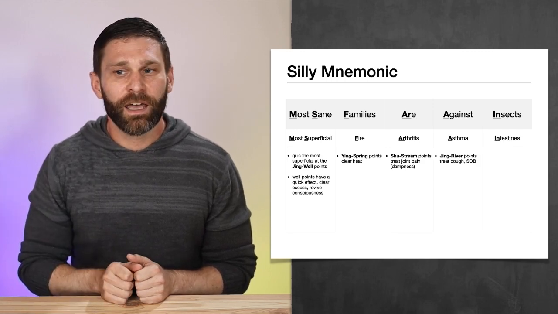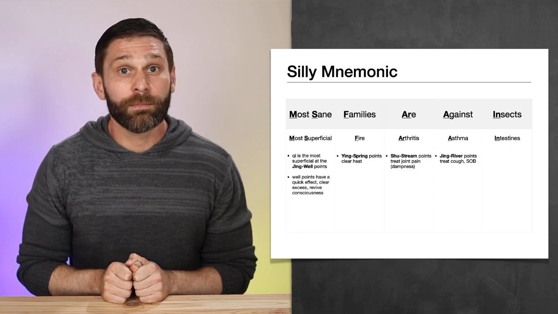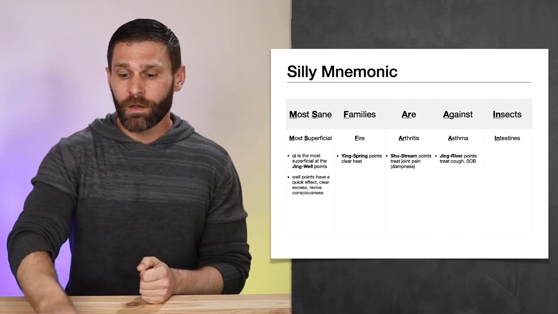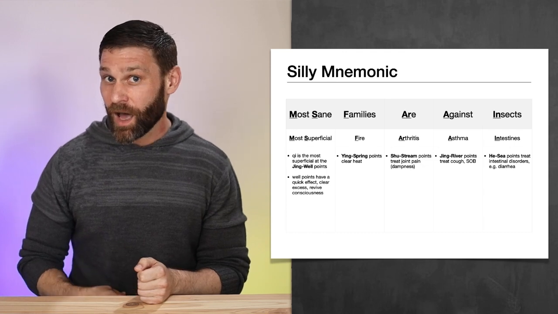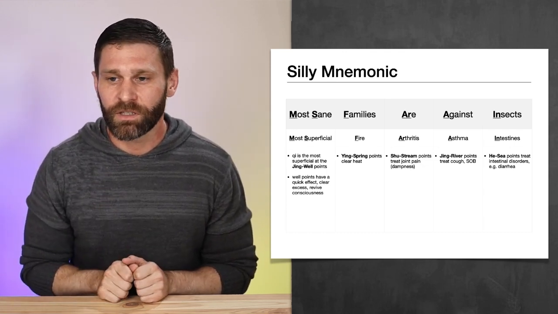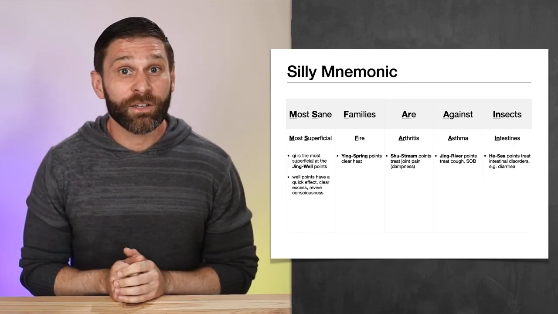Insects or incest or insane, the IN means intestines. So you can remember that the He-sea points treat intestinal things like diarrhea. We also have to remember on top of that, they're good for rebellious qi as well. So this is one way to remember some of the actions of some of these points.